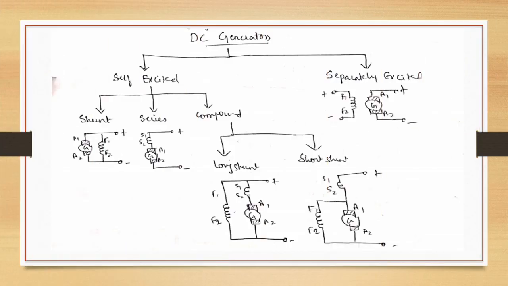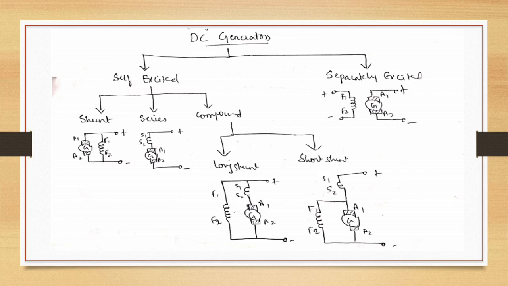Let us first take a quick revision of what we saw in the previous class. This is a diagram showing various types of DC generators. So what is a generator? A generator is a machine which converts mechanical energy to electrical energy. A DC generator will give us DC output, and an AC generator will give us AC output.